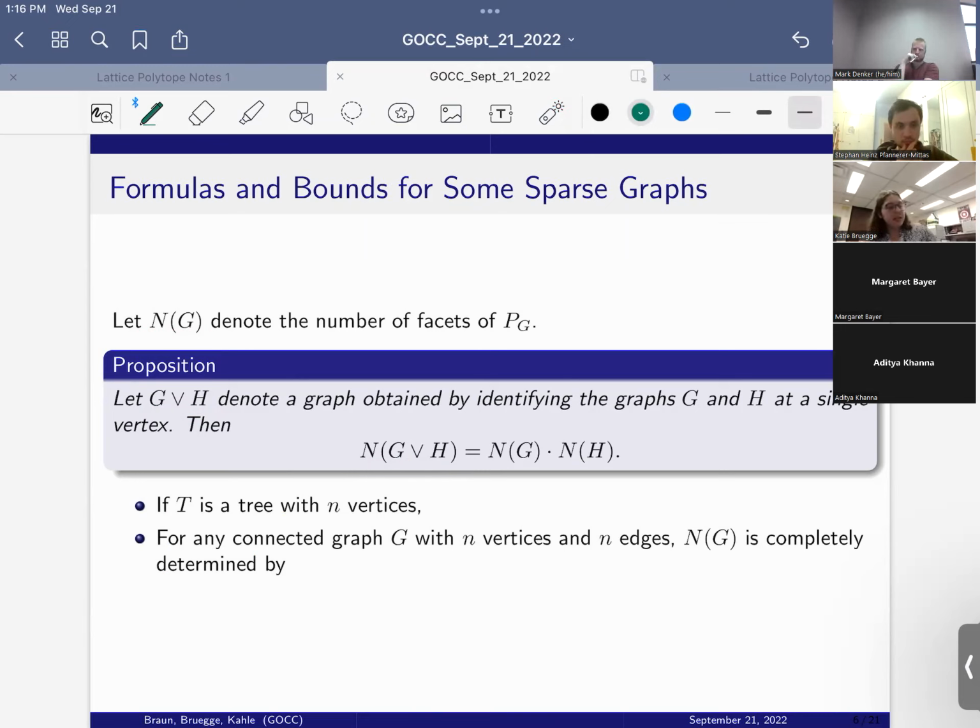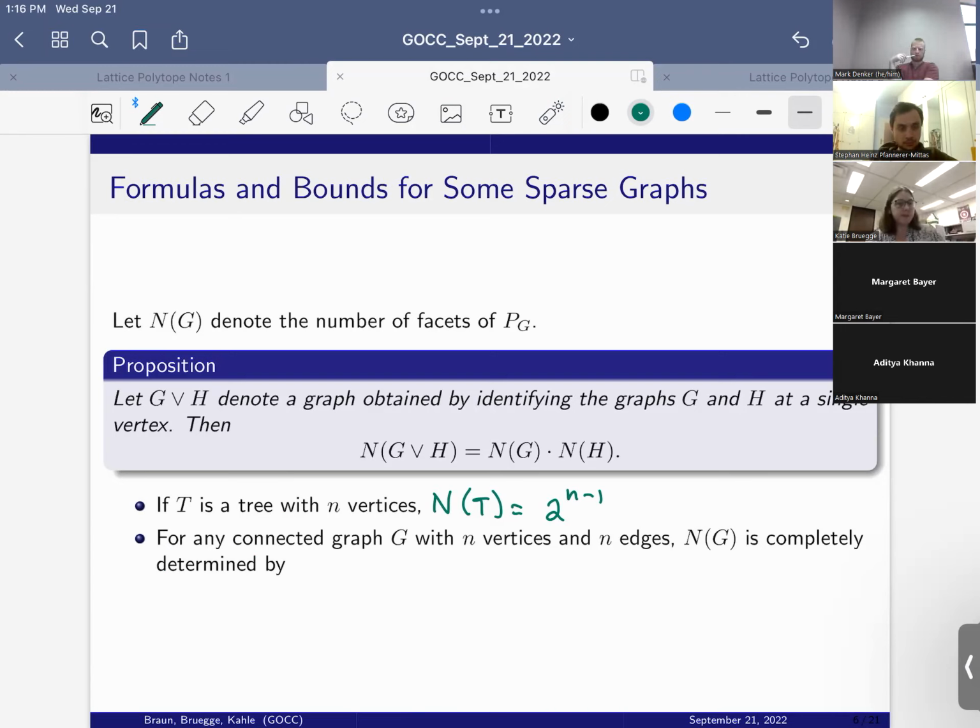So if T is a tree on n vertices, we know that n of T is equal to 2 to the n minus 1, because every tree can be thought of as a wedge of n minus 1 edges with appropriate choices of identification points. And a single edge has a symmetric edge polytope with 2 facets.